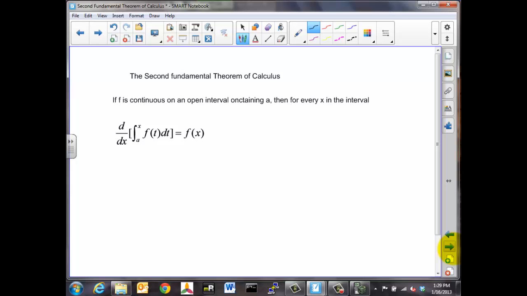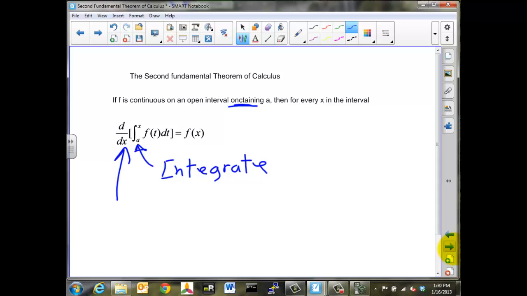Now the second fundamental theorem of calculus. This is the big ticket. This is the headline for today, okay? If f, lowercase f, is continuous on an open interval containing a, then for every x in the interval, this is true. Well, what does that say? Let's break it down. What does this right here tell us to do? Integrate. And what is this? The derivative. So what does this say? This says if we take a function and integrate it and then take the derivative, it's the function we started with.